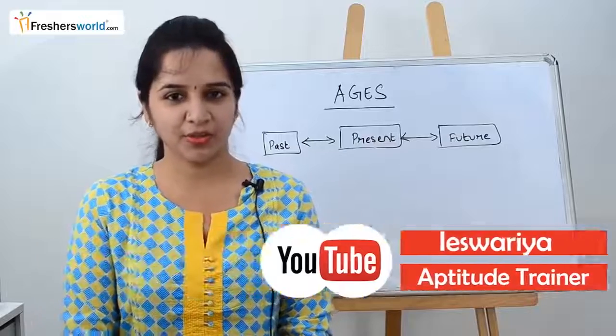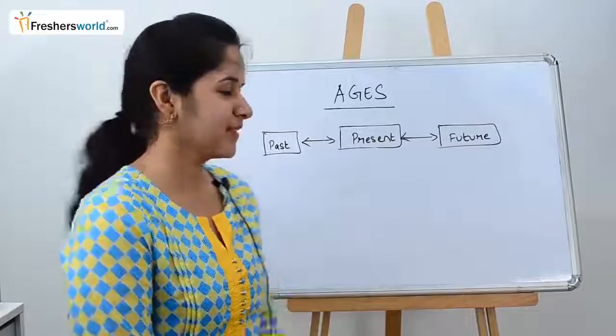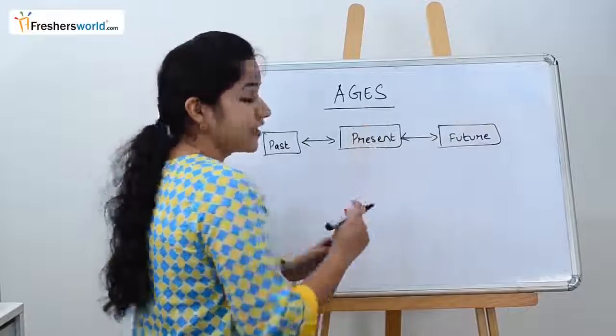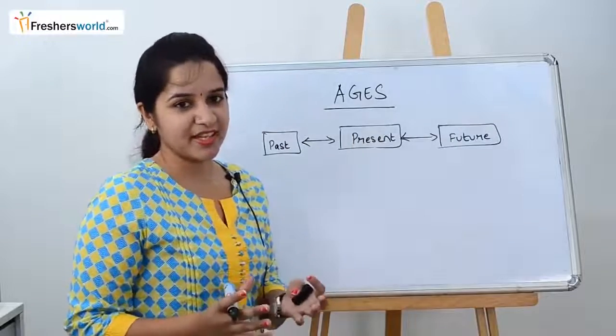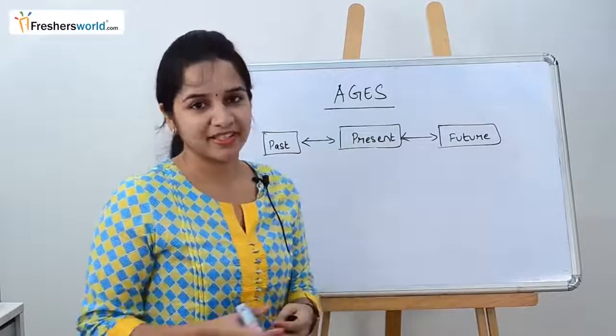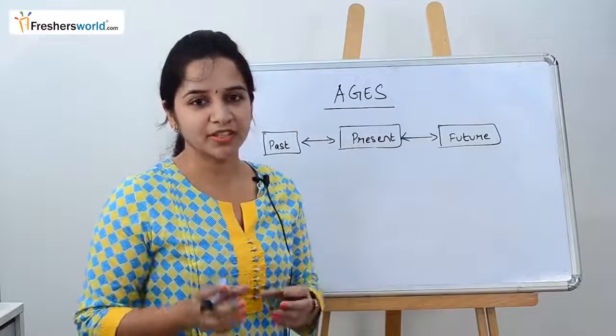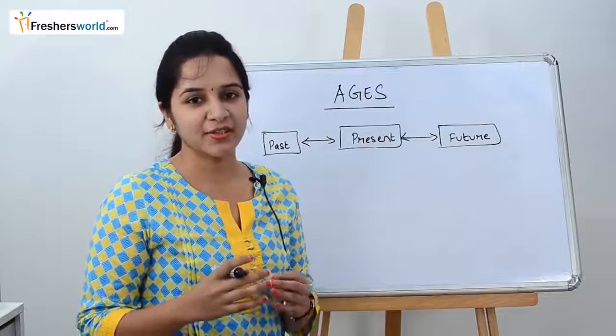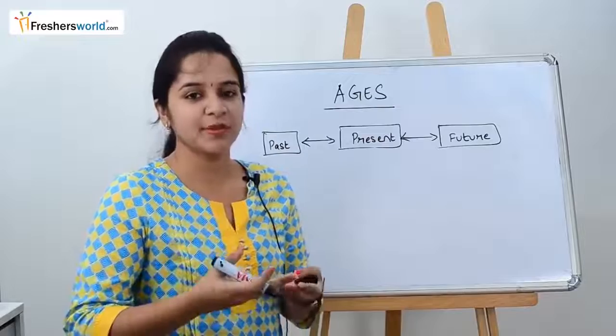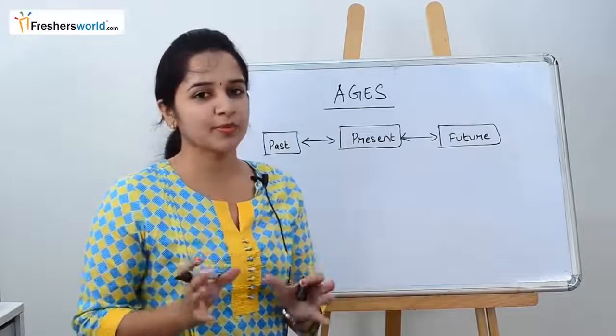So the topic that we are going to look into today is ages. The general concept of problem that you will face is, let's take Ram as an example. Ram is so many years old at present, then how old will he be after 15 years, or how old was he 15 years ago. This is a common type of problem you will face.